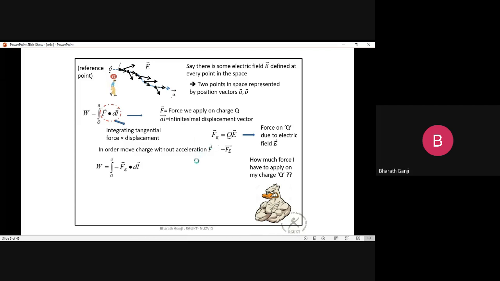So then what is the total work you are doing in the electric field? If you're walking in the electric field, the total work you have to do is minus F bar E, which is nothing but minus Q times E bar dot dL bar. So this is the expression for work done in moving a charge. I guess you know this expression also. This is not a new expression, you must have heard it before, sir.